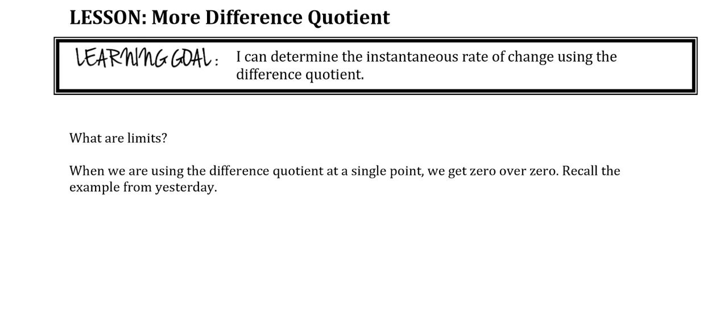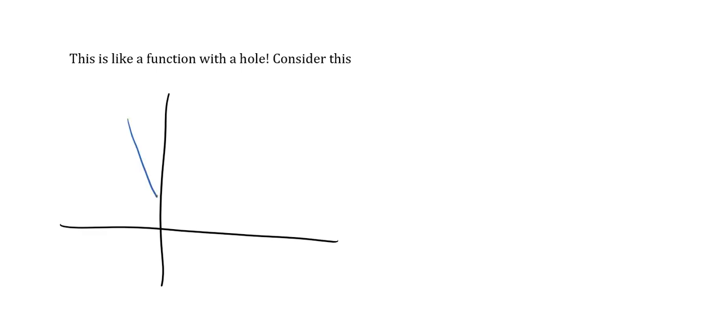Okay? So let's scribble a couple of things here. Remember when we talked about functions with holes a couple of units ago? Do you remember doing that? So imagine I have a function and it's got a hole in it.